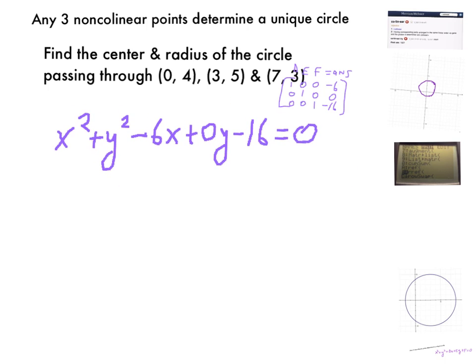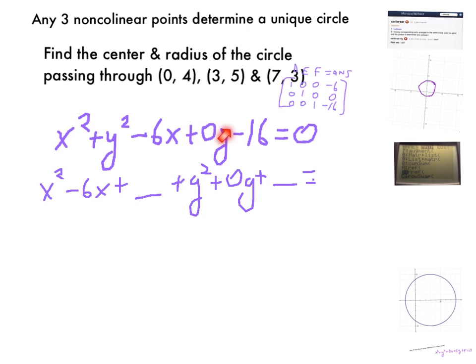Now, guess what we're going to do? We're going to complete the square. So, we have x squared minus 6x plus something, y squared plus 0y plus something equals, now remember, I'm going to take my constant that we had here and do the same thing. I'm going to move it over, so that gives us a positive 16 over here. All right, let's complete the square.